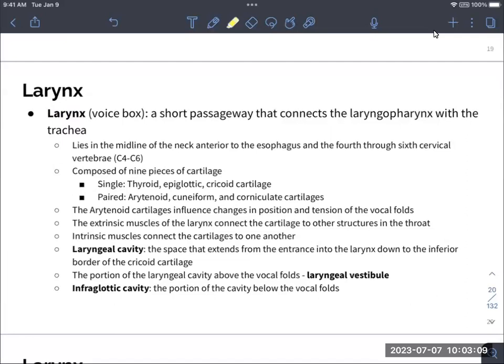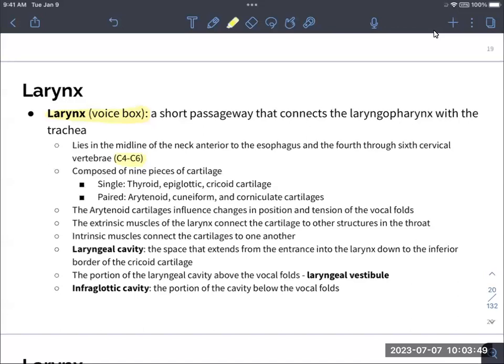So let's look at the larynx. What is the larynx? Well, the larynx is your voice box. It's a very small area where the trachea and the laryngopharynx kind of connect. It's found between the C4 and C6 vertebrae, so towards the bottom of your neck.